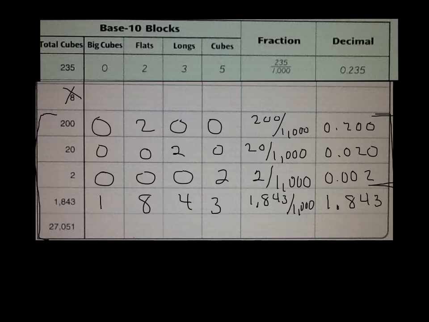That means as a fraction we could have written it this way, or we could erase our 1 here, and write a big number 1 out front, and then 843 over 1,000. Either way is correct. This one we put 27 in the big cube, then 0, 5, 1. So our fraction is 27,051 over 1,000, which as a decimal is 27 and 51 thousandths.